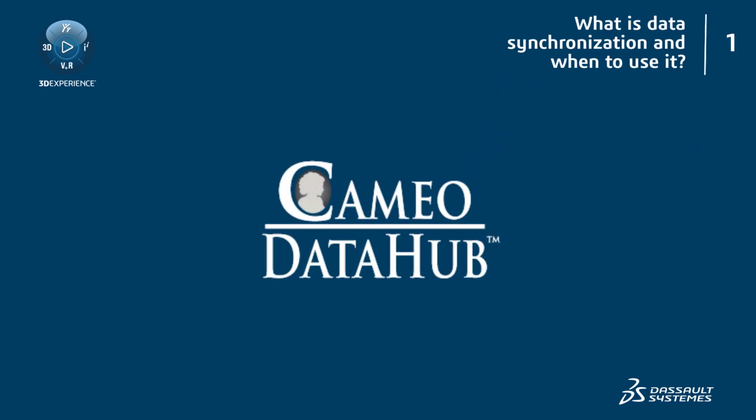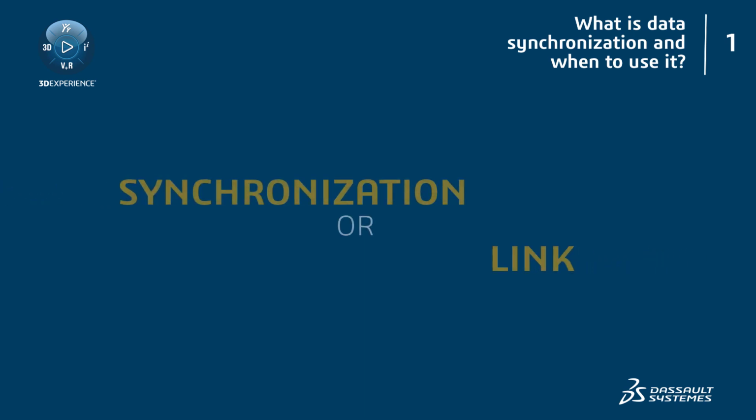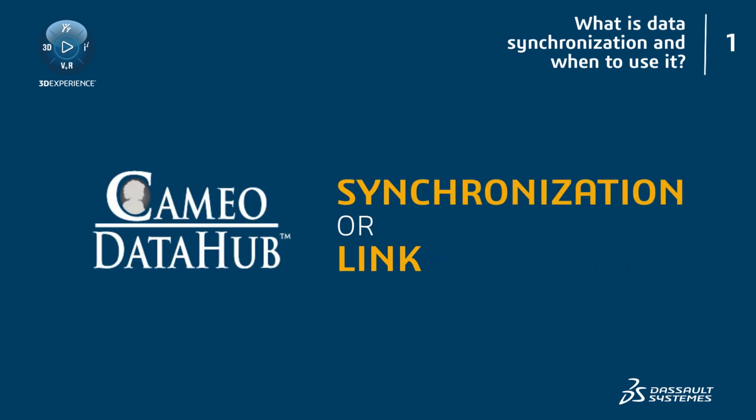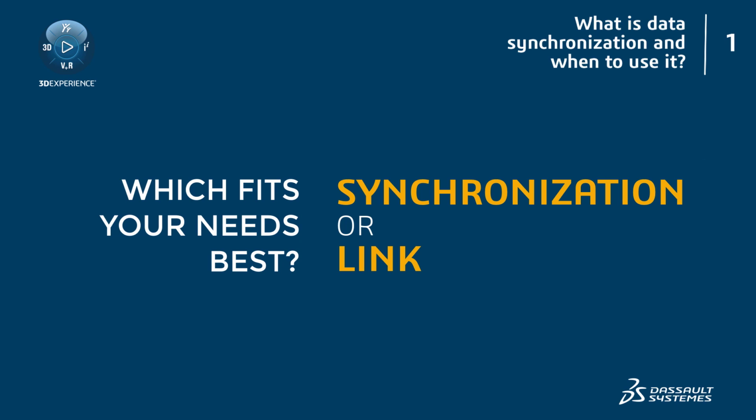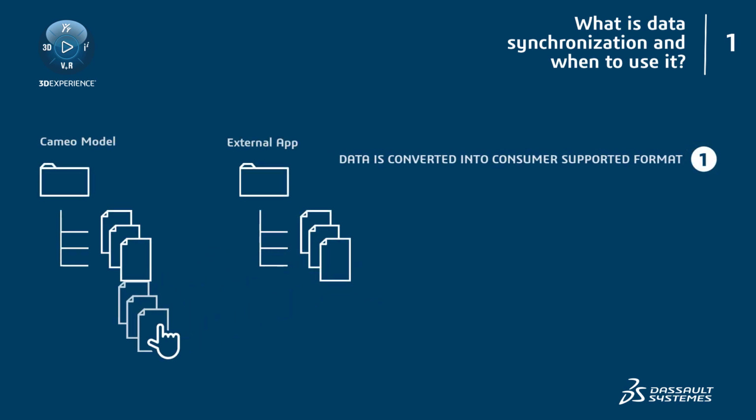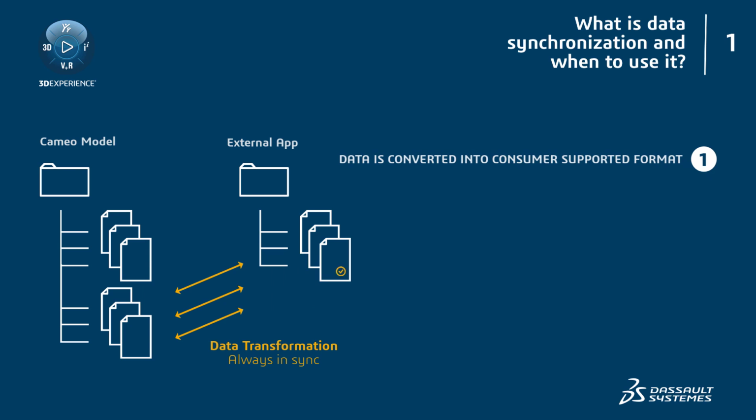Cameo DataHub is a framework developed to bring external data to a model. It supports different types of requirement management scenarios, such as data synchronization and the link-based approach. Any data used in a model needs to be converted into data types supported by the model's profile. This is also true when model data is used on the external application side. The data is converted into data types supported by the external application.